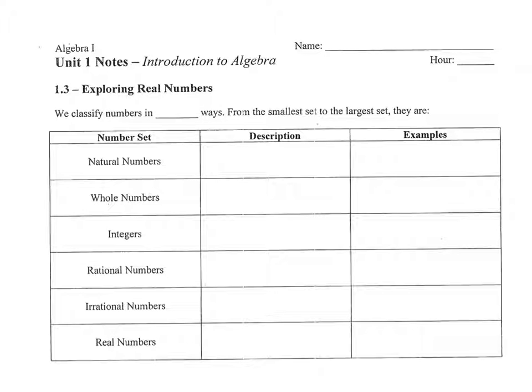We classify numbers in many different ways. So, from smallest set to largest set. Well, technically, all of these numbers have an infinite amount of numbers. So, maybe from most specific to least specific. So, from most specific to least specific, they are natural numbers.